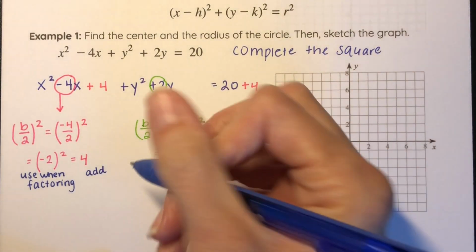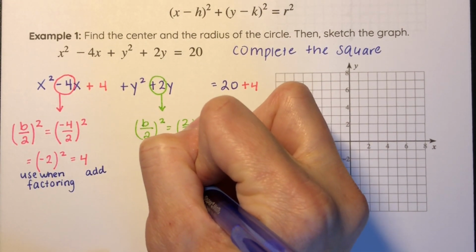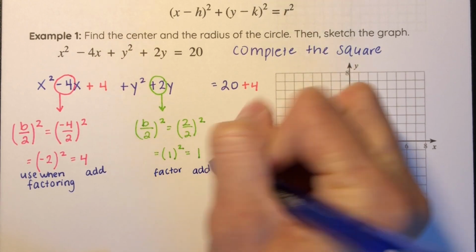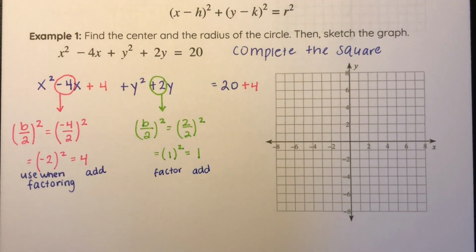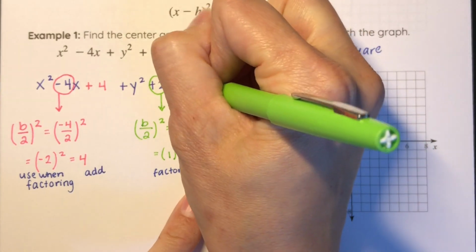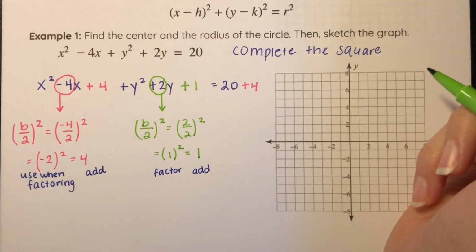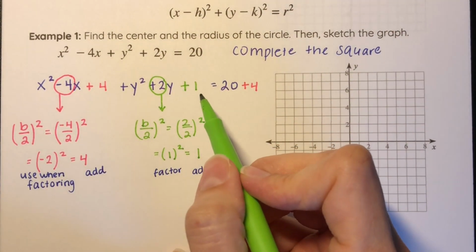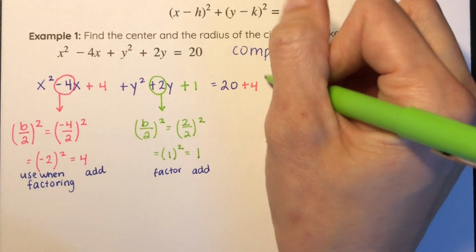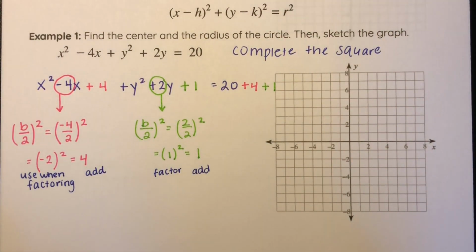So just as a reminder, again, this is what I use when I factor, and this is what I'm going to add to my equation up top. And I'm going to go ahead and do that now. I'm going to add 1, and that completes the square for my y's. And then since it's an equation, what I add to one side, I also have to add to the right-hand side. So I add 1 there.